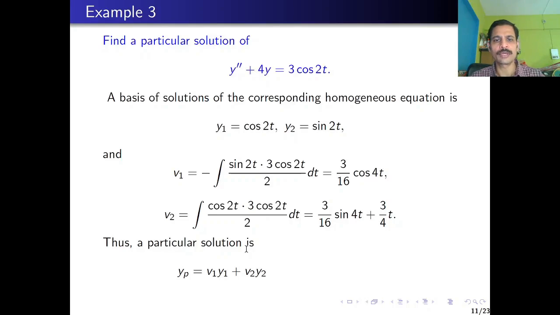So the particular solution here is yp equals v1 y1 plus v2 y2. And you can complete it by writing the v1, v2 here and y1, y2 here.